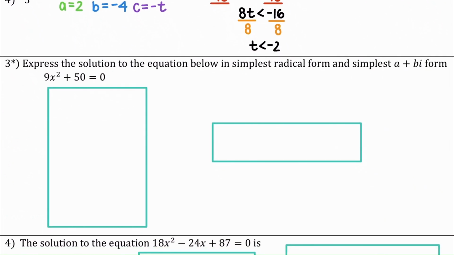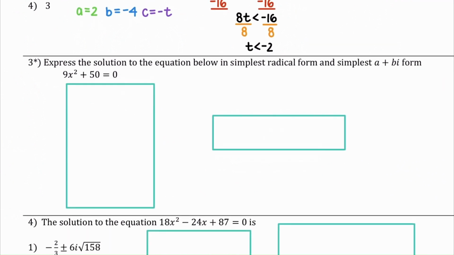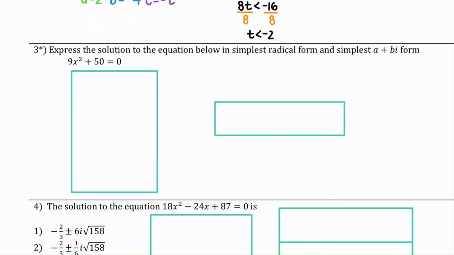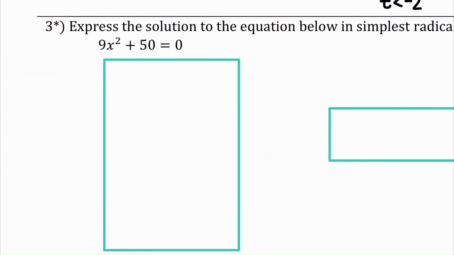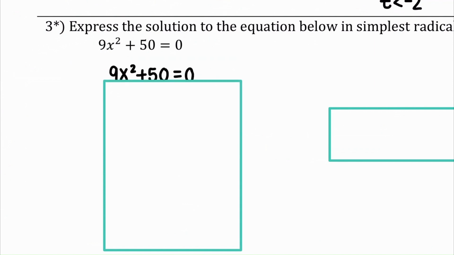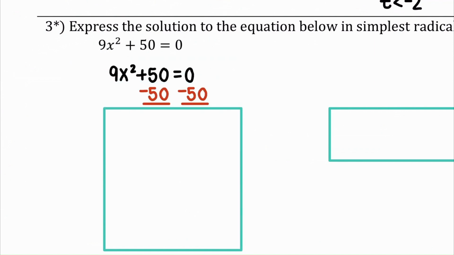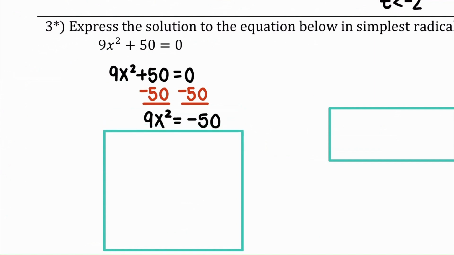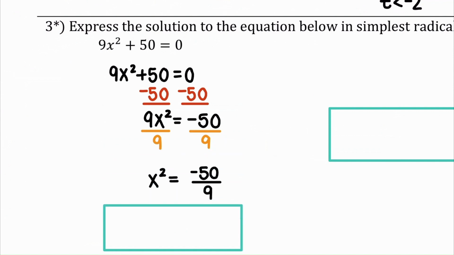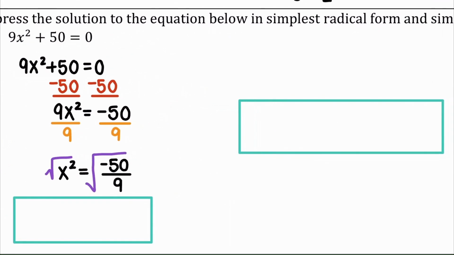Looking at number 3, we have to express the solution to the equation below in simplest radical form and simplest a plus bi form. So let's look at this equation here. All we have to do is solve for x, because that's what it means to find the solution. So let's do that first by subtracting 50 on both sides, thus giving us 9x squared is equal to negative 50. And then isolating x even more, let's divide both sides by 9, thus giving us x squared is equal to negative 50 over 9. Now from here, we have to take the square root of both sides of the equation in order to isolate x.